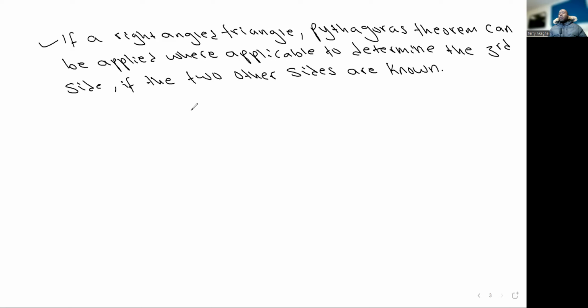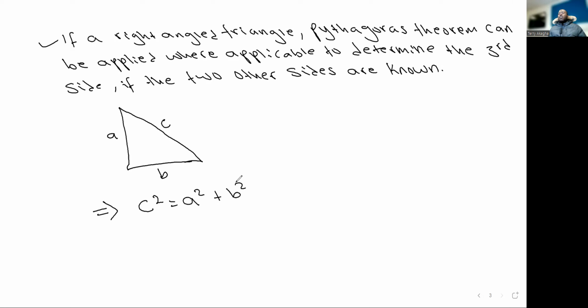Okay, so if you have a right angle triangle like this, are you seeing it? For instance, you know one of these sides, or this side, or this side. If you know 2 sides out of the 3 sides, you can then apply the Pythagoras theorem, which is c squared is equal to a squared plus b squared. For instance, let's assume we have a and b. We can find c using this formula. Then when we find c, you can now find the perimeter, okay?